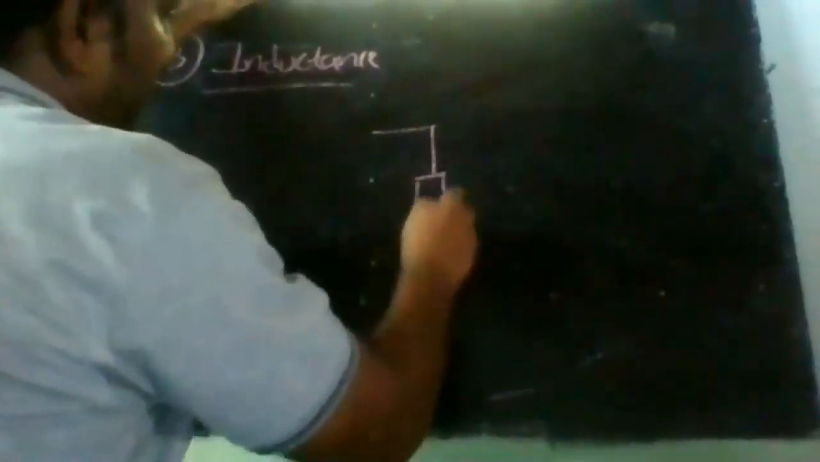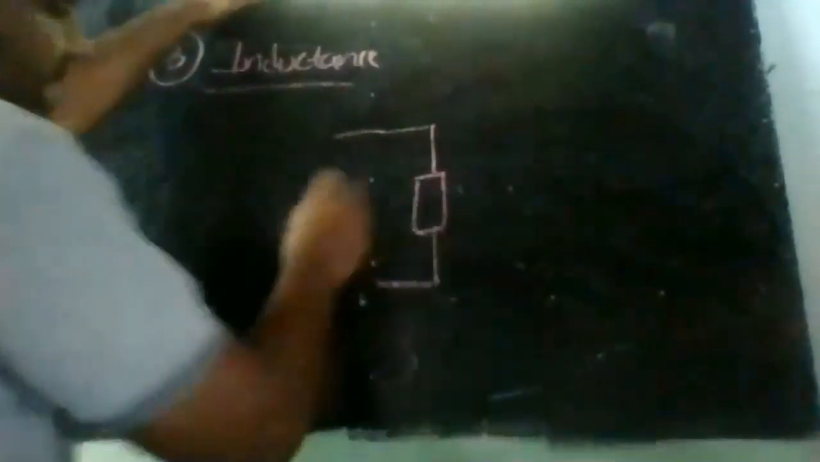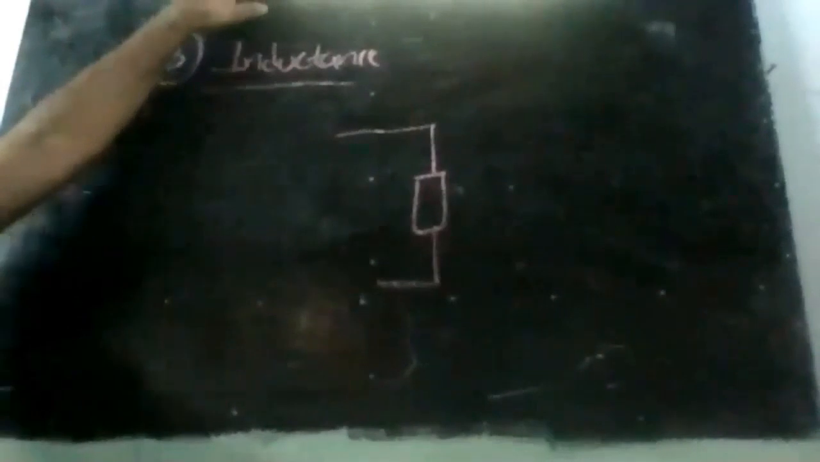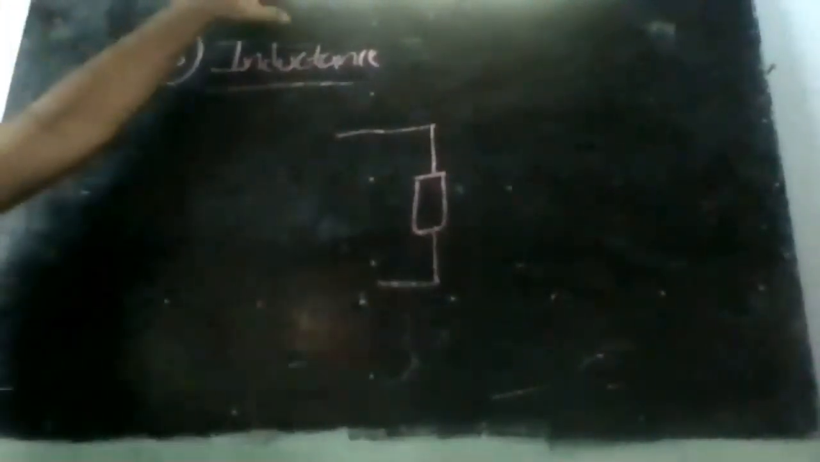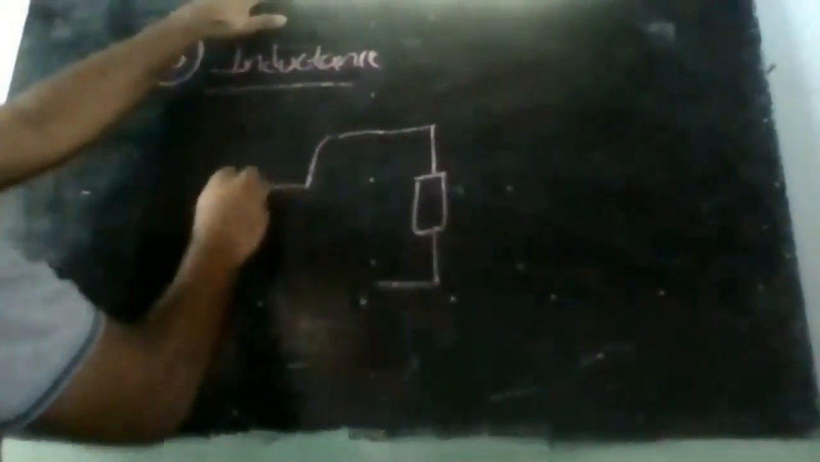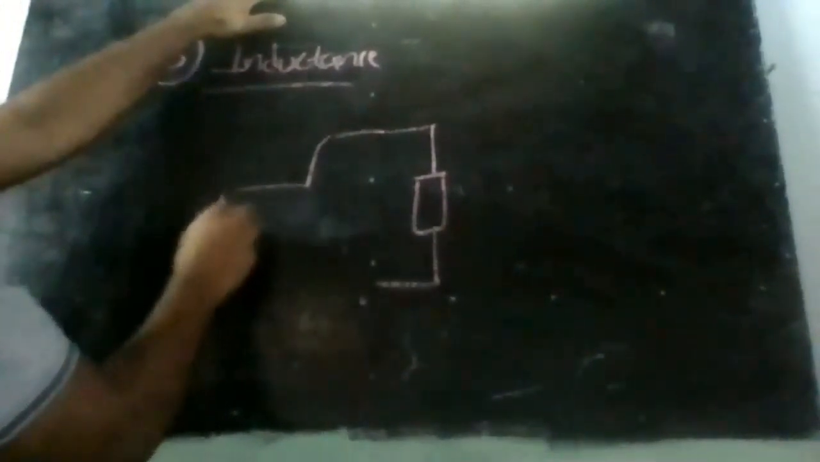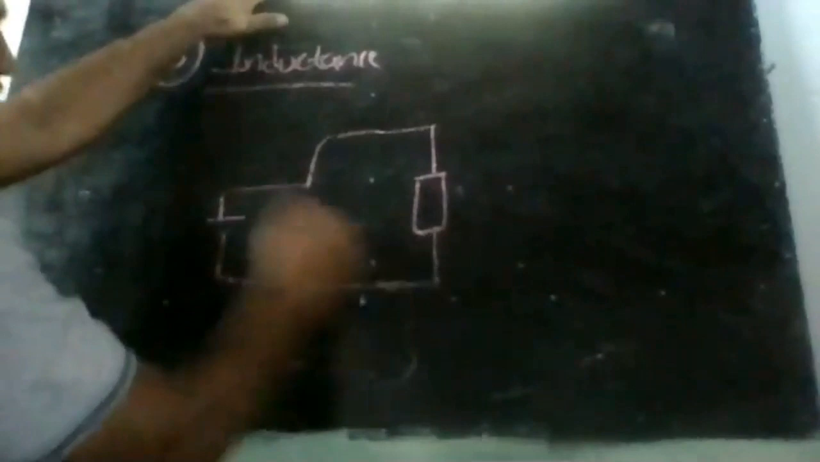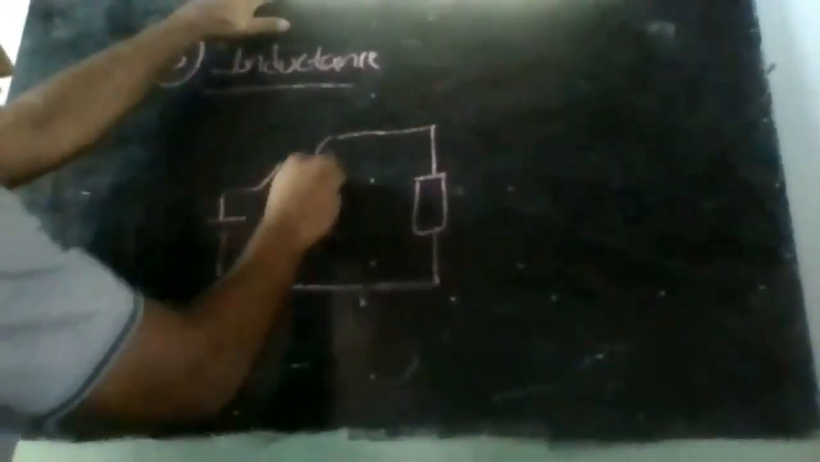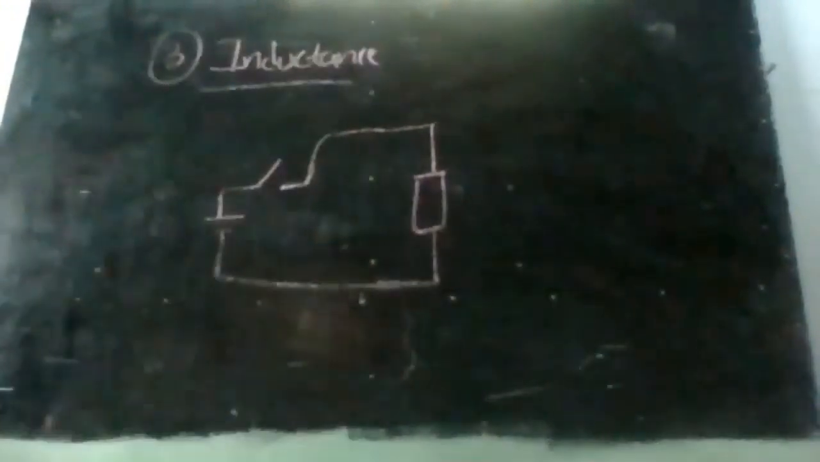Let us go to what is inductance. Simple thing. Firstly, let us assume that there is a current carrying conductor, like this. Now I am connecting it, for example, to a potential source with the help of a switch.